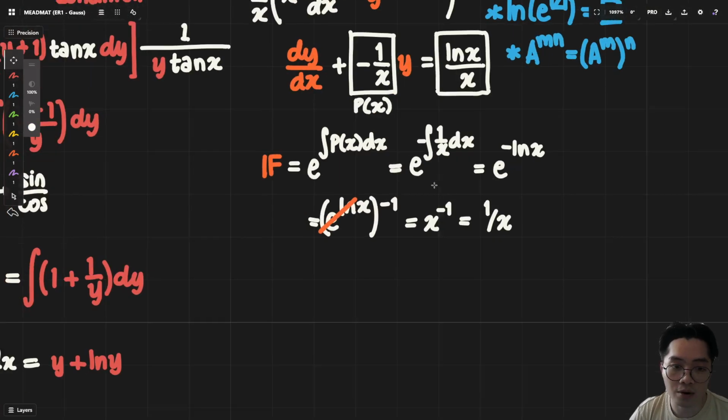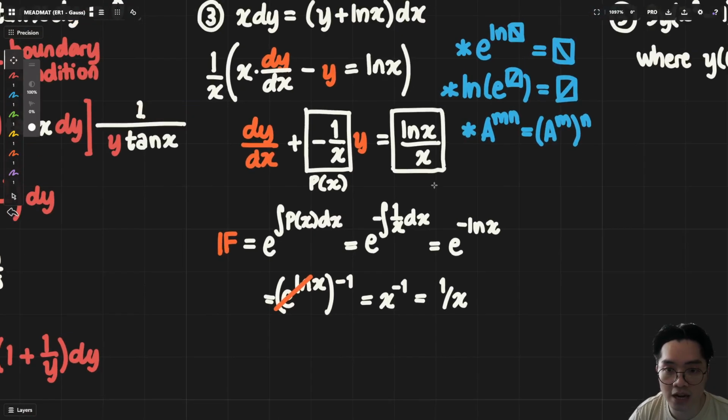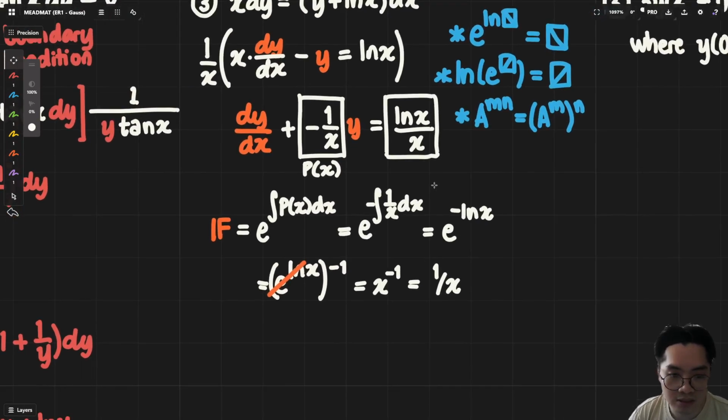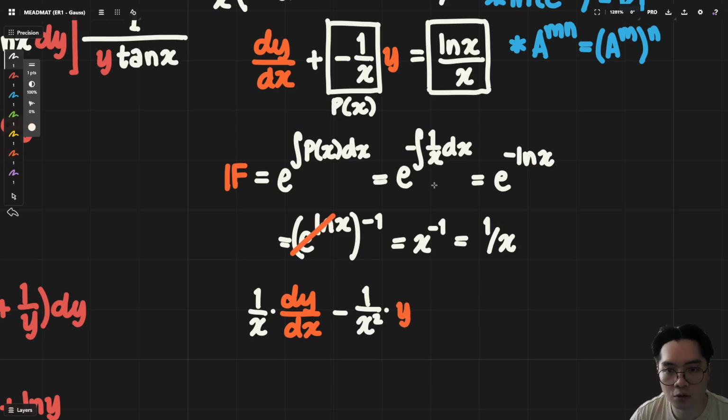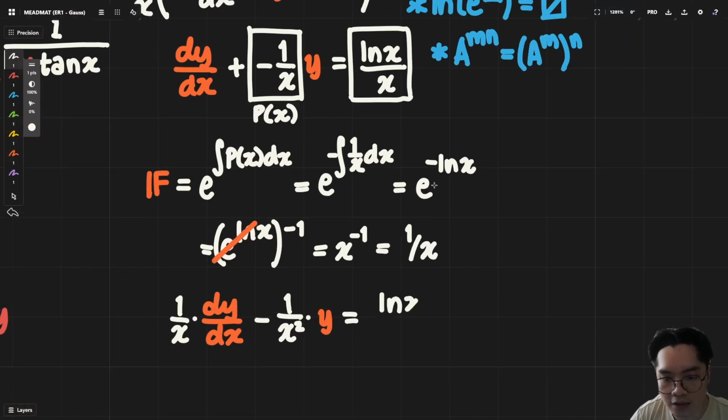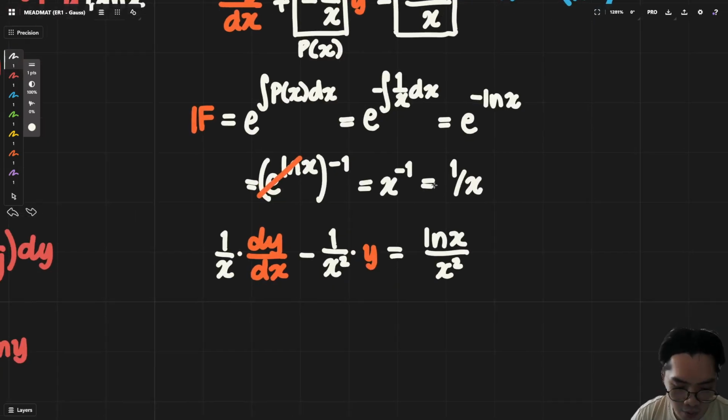That is our integrating factor, which means we can now apply that to both sides. We will have 1 over x times dy over dx minus 1 over x squared times y is equal to ln of x over x squared, right? Because you're also going to have to multiply it there. Now, again, right? This is f.